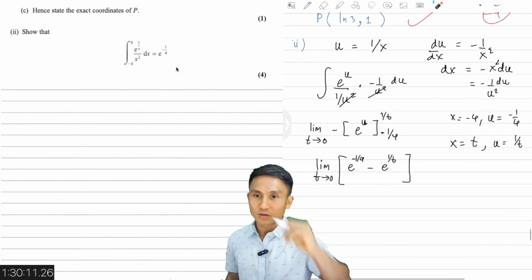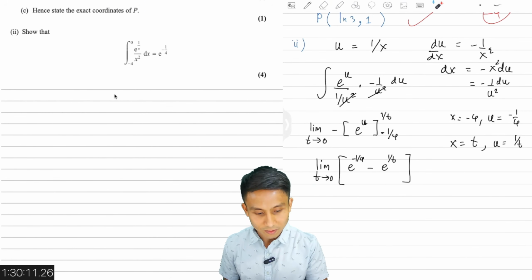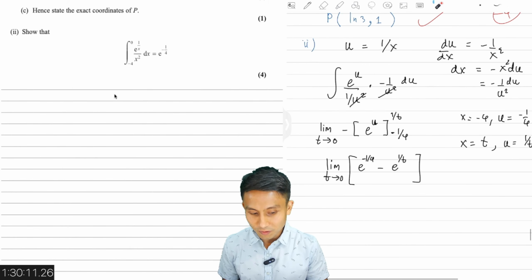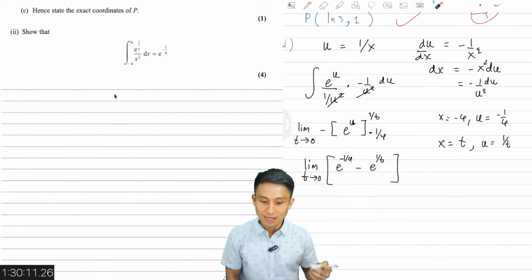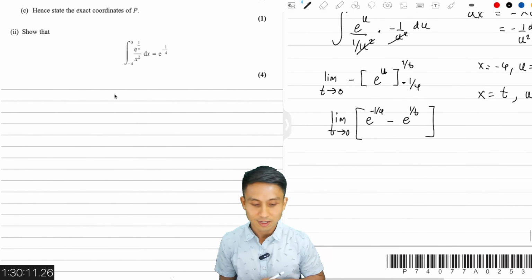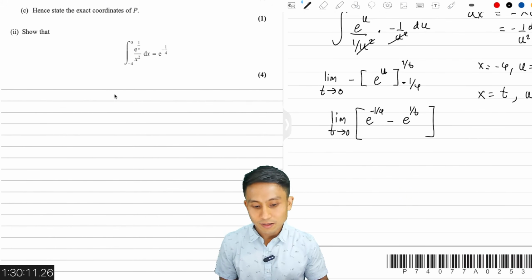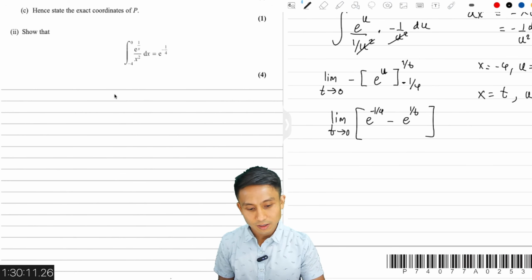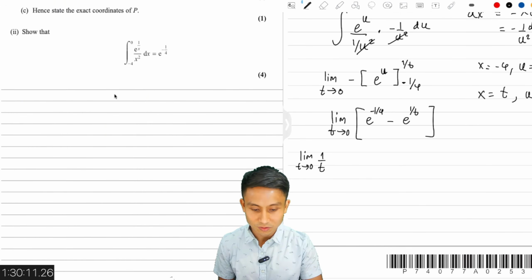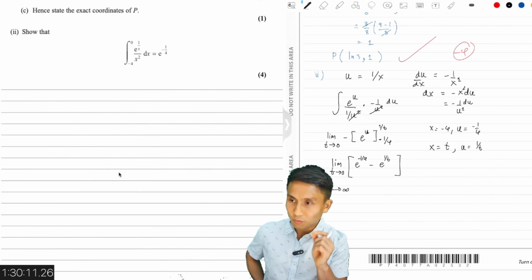It's improper because look at the way it is. You can't really sub. If you find the upper limit for u here, it would be 1 over 0. So that's an improper limit, and that's why we need to take the limit here. Now e to the -1 over 4 is fine, no problem there. But when t tends to 0, 1 over t will become a very large number, tending to infinity.